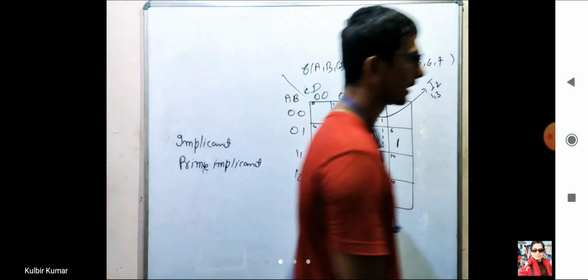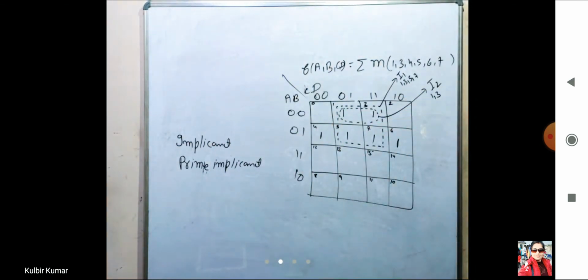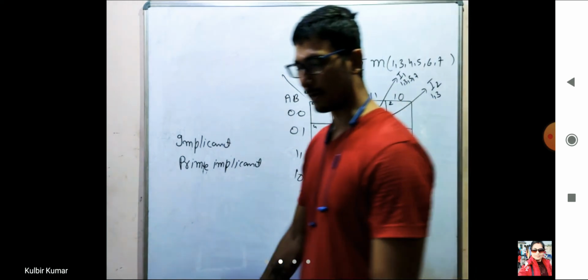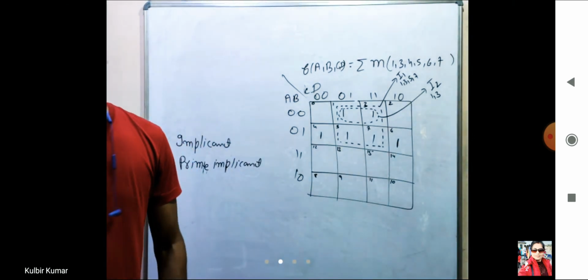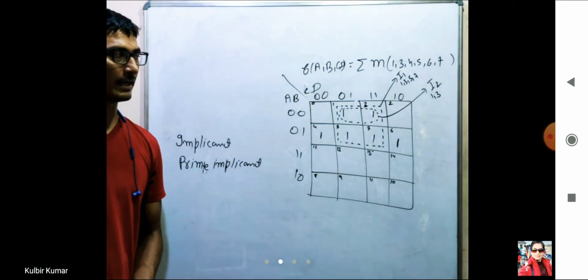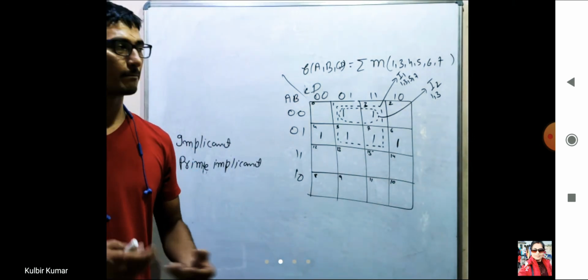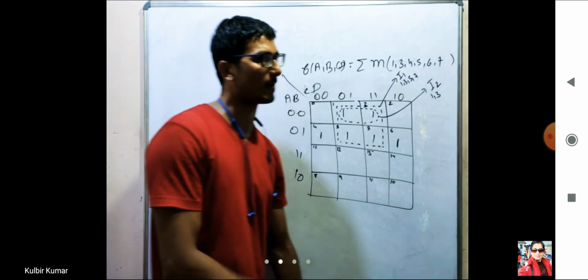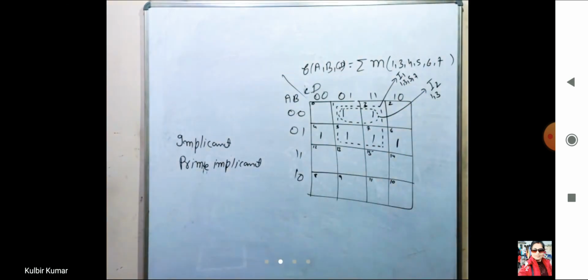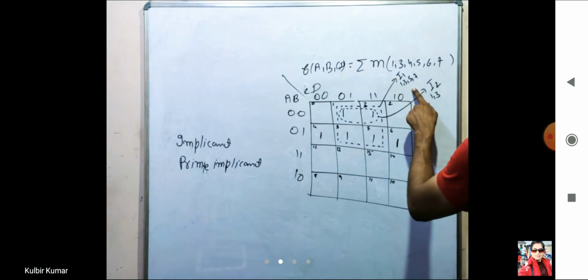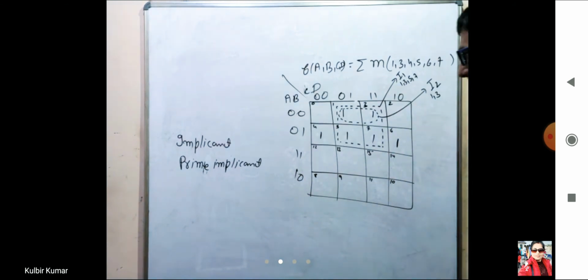Simply, we have to make a pair, and the number of ones in it should be an exact power of 2. This is the first thing. And the second thing is prime implicant. What will a prime implicant be? An implicant that is not a proper subset of any other implicant is known as a prime implicant. Next will be essential prime implicant. We will talk about them shortly. So if I'm talking about I1, it is a prime implicant, but I2 is not a prime implicant.